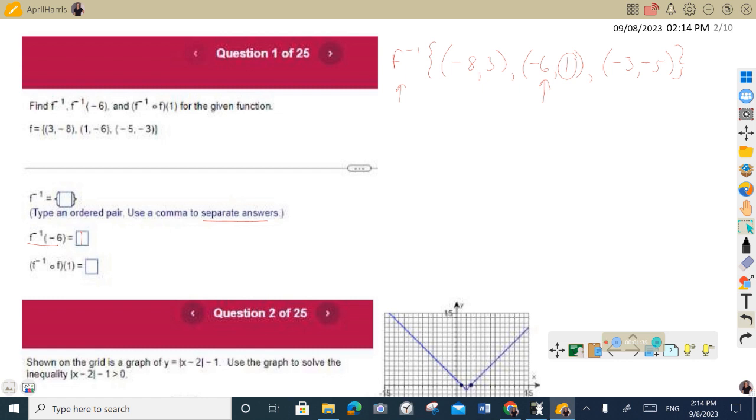And then function notation, if f to the negative 1 and f, they're inverses, they undo each other. So basically they just cancel each other out, and you're just left with 1. And that's question number 1.